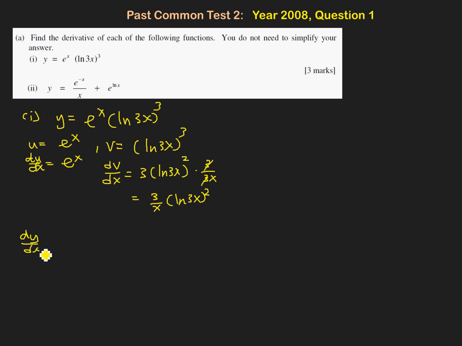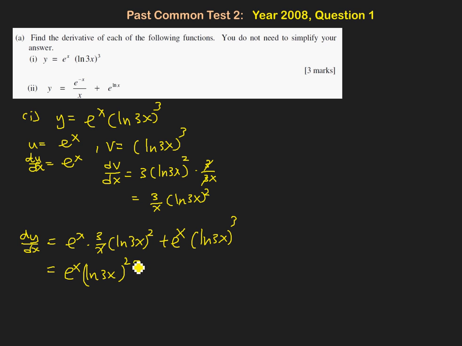So your dy/dx is therefore e^x times 3 over x, I mean, ln 3x squared, plus e^x ln 3x cubed. Both terms contain the common factor e^x and ln 3x squared. So let me do this. The first term would be left with 3 over x, and the second term, okay.